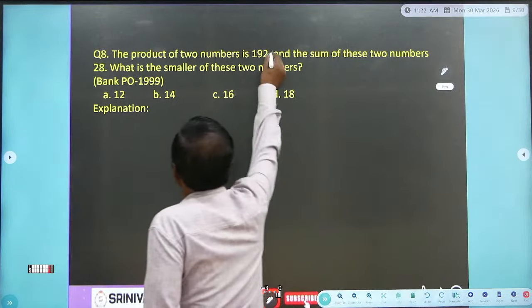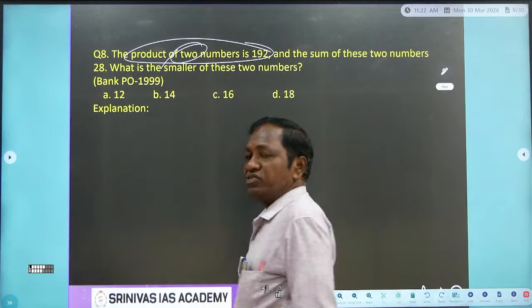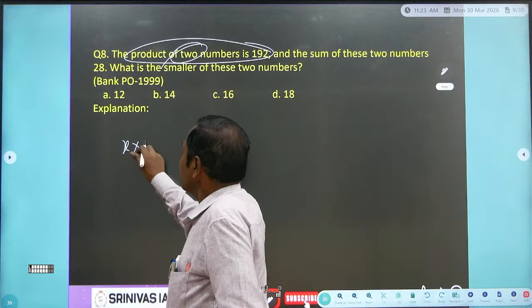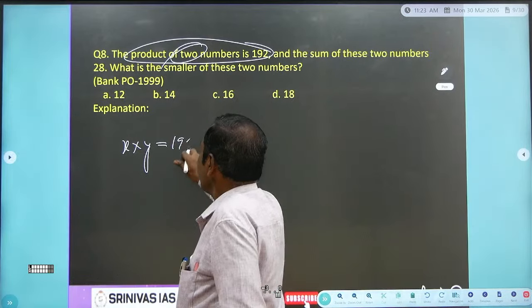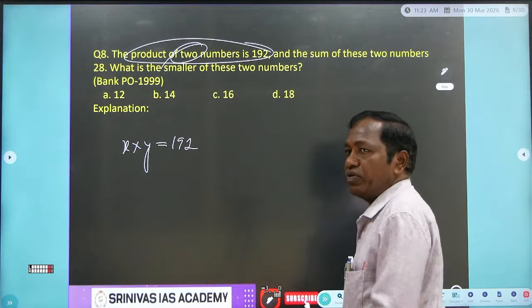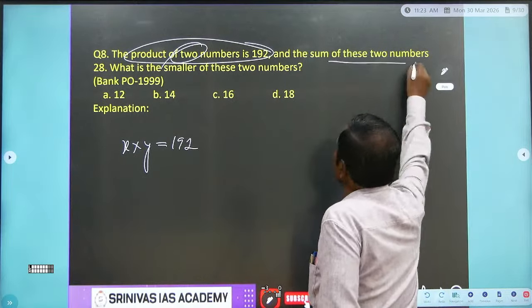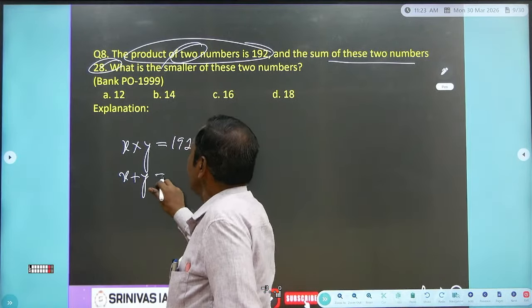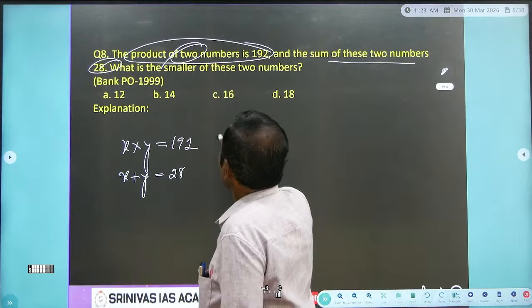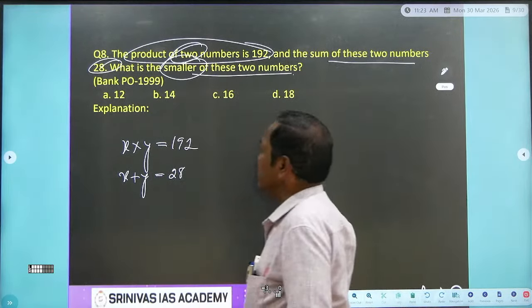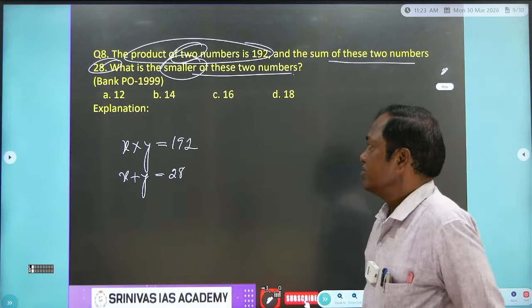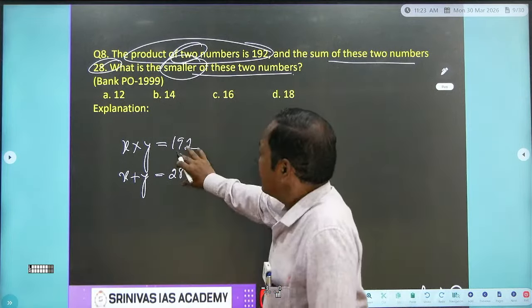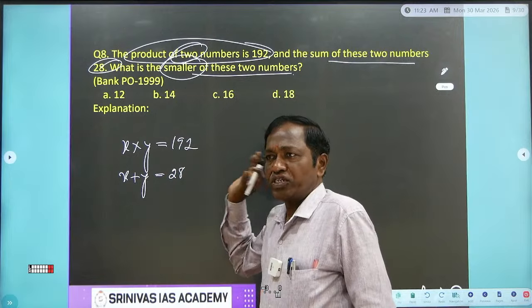The product of two numbers is 192. The product of two numbers is x into y. x into y is equal to what? 192. You should write the equation. x into y, product of two numbers. And the sum of these two numbers is 28. It means x plus y is what? 28. Now what is the smaller of these numbers? This is the equation. We need not look back at the question at all.